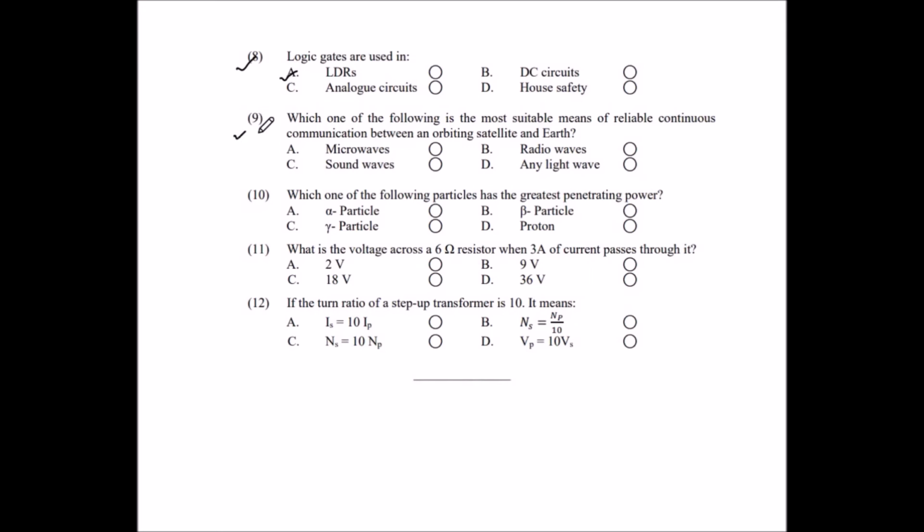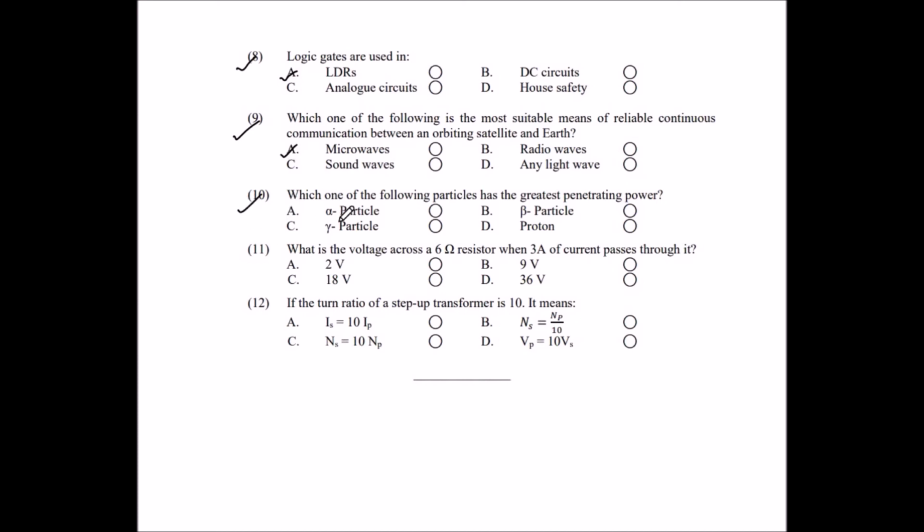Number 9. Which one of the following is the most suitable means of reliable continuous communication between an orbiting satellite and Earth? For communication between Earth and satellite, we use electromagnetic waves, of course, but what kind of wave do we use? Look at the options: microwaves, radio waves, sound waves, or light waves. Microwaves are used in communication between Earth and satellite. A is the right answer.